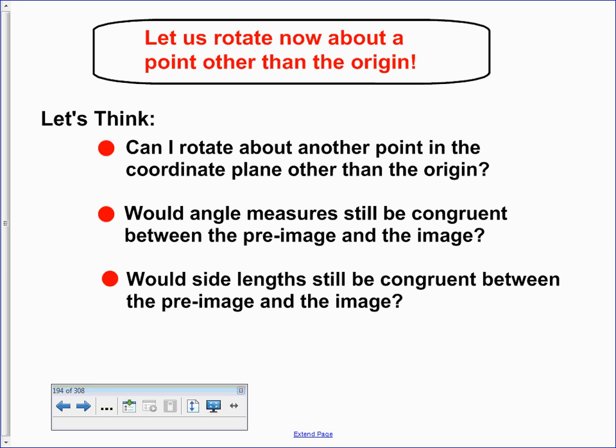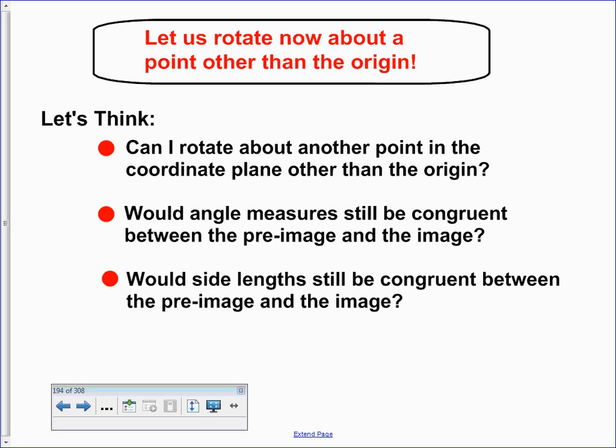Last week we learned how to rotate about the origin. Now my question to you is, are we able to rotate using another point other than the origin? And we can. So let's think. If I rotate about another point in the coordinate plane other than the origin, would my angle measures and side lengths still be congruent between the pre-image and the image?